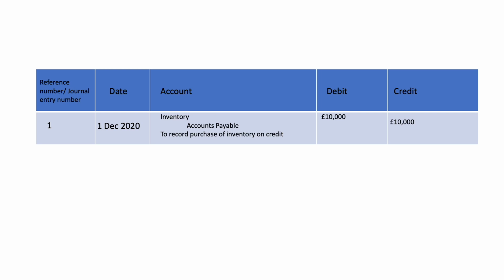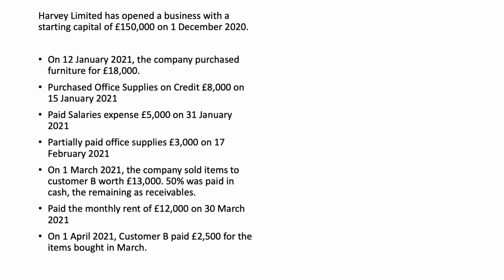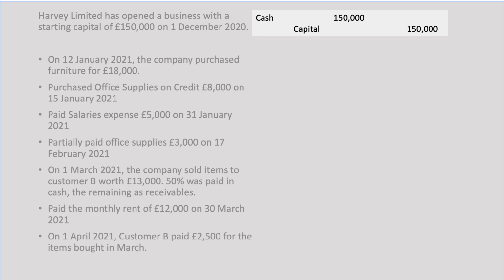Now let's look into some more transactions to be journalized and see how they are transferred to a ledger and produce a trial balance thereafter. Harvey Limited has opened a business with a starting capital of $150,000 on 1st December 2020. This means that £150,000 has been given to the company, which is an increase in asset and equity. So, to record this transaction, we simply debit cash of £150,000 and credit capital with the same amount.